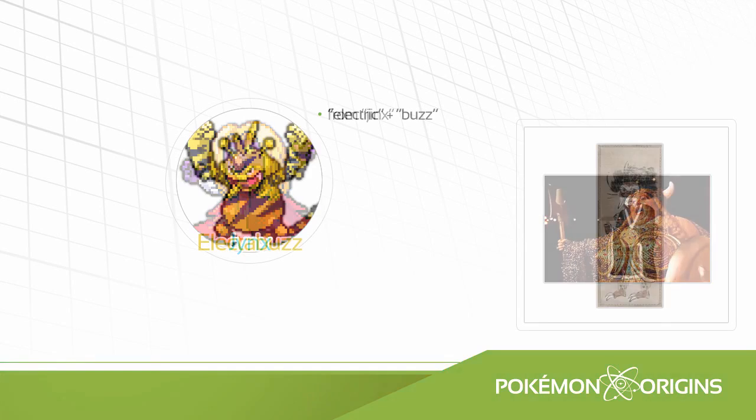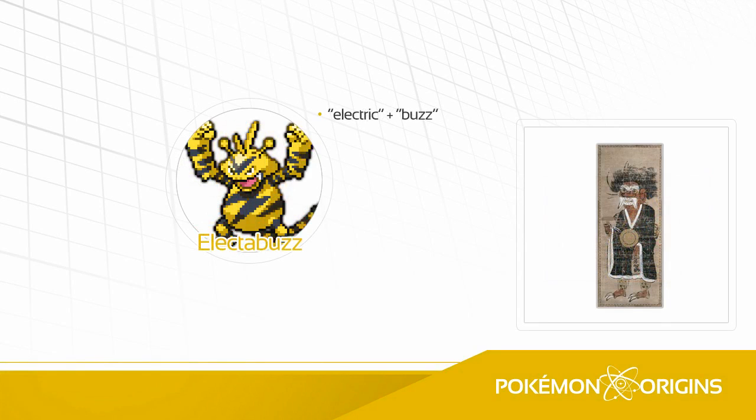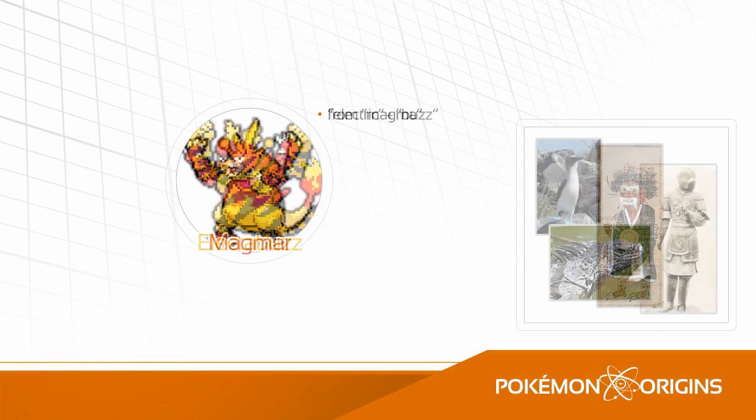Then we have Electabuzz, the name being a combination of electric and buzz. It's based on an Oni, which was a horned ogre which wore tiger skin and was sometimes referred to as the god of lightning or thunder, so it's a pretty cool one there. Followed up by Magmar, its counterpart.